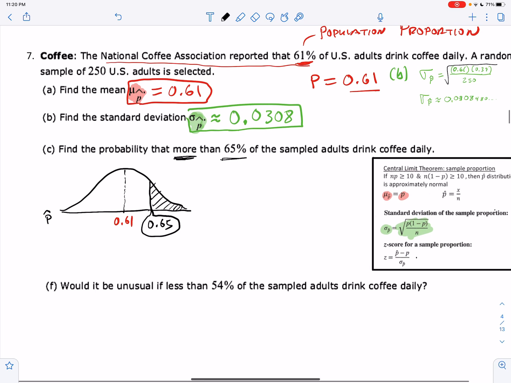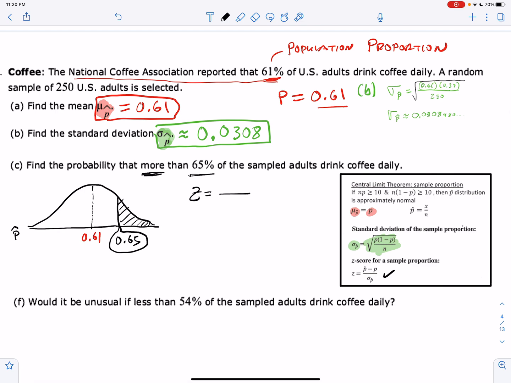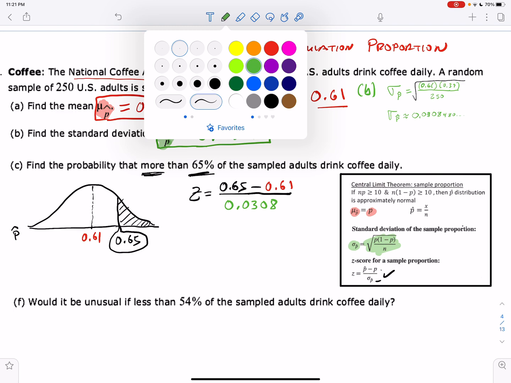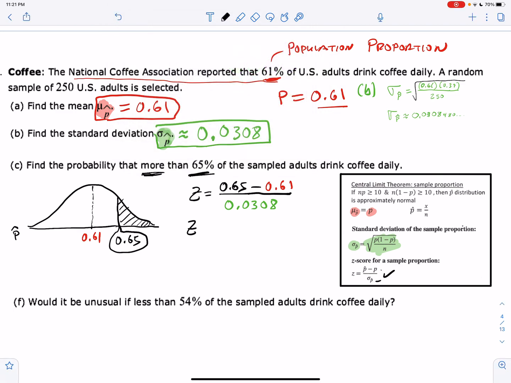Is that going to be hard? Not really, because I got this nice little formula over here that says that z equals p hat. And what is p hat? Do I have p hat? P hat is going to be, I'm going to keep the same color. It's right here. It's 0.65 minus p, which is my population proportion, which is also the mean of the sample means, which is in red, 0.61. So then I divide this by the standard deviation of our sample proportions, well, that's the value we just found in green, and that's 0.0308.